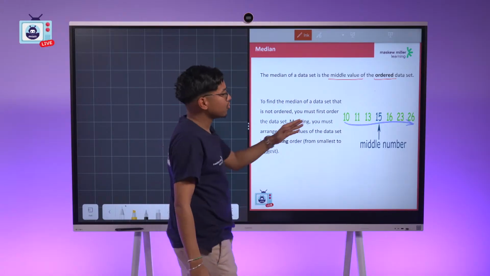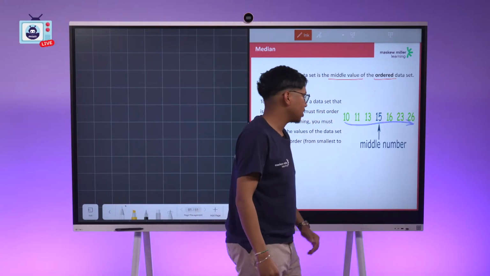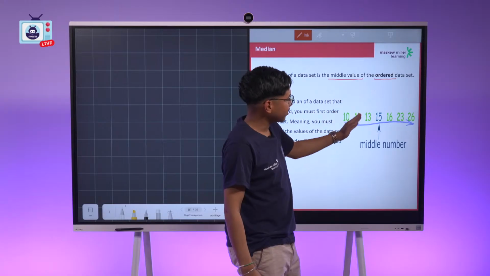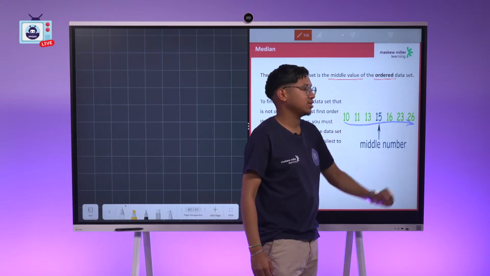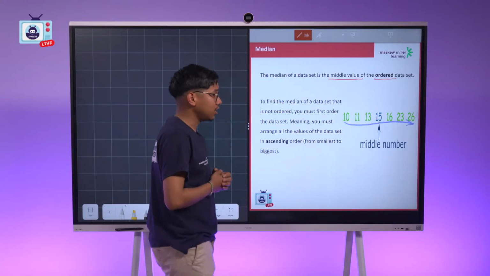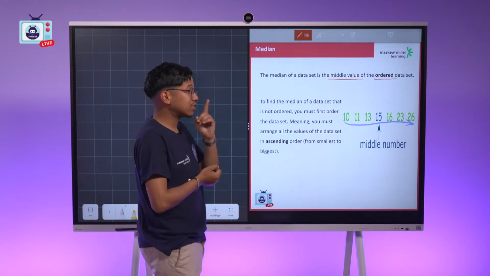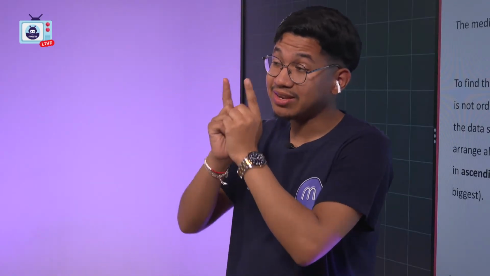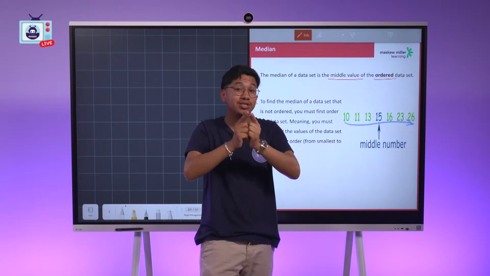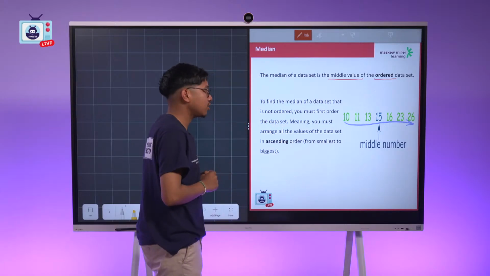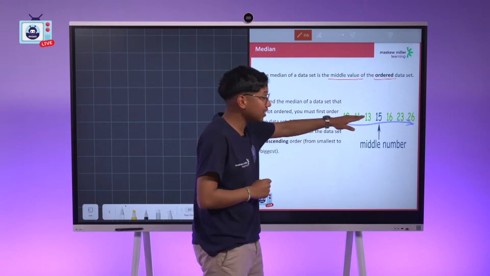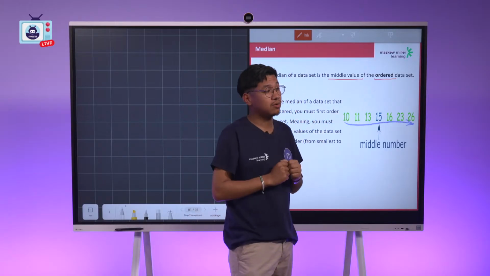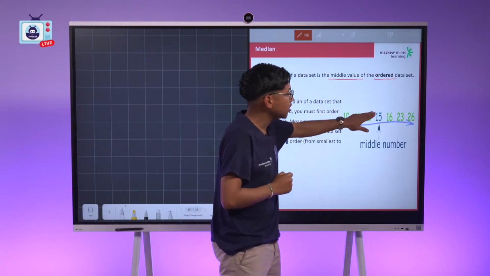So if we look at this data set here, for example, here we have 10, 11, 13, 15, 16, 23, 26. And if I were to find the median or the middle number, what's the first thing I must check for? I must check if this data set is ordered, if it's in ascending order. And I can see here, luckily for me, this one is in ascending order. So it is from the smallest to the biggest.